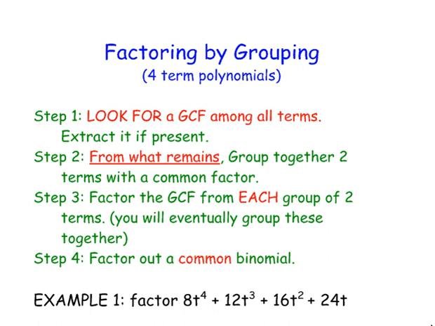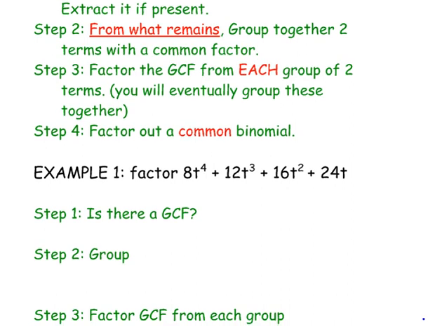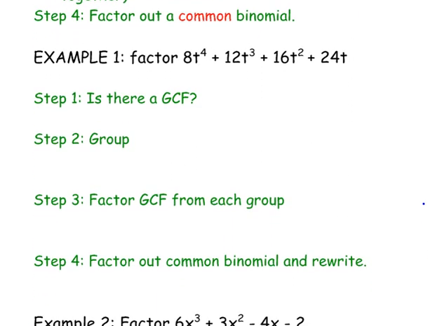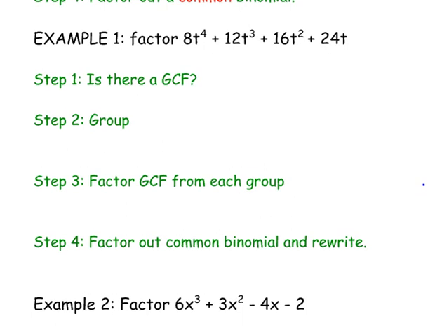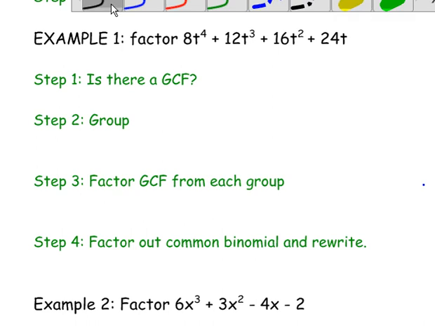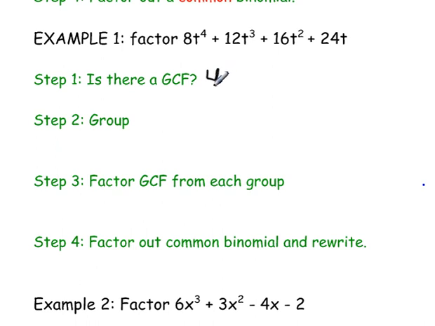Example 1, factor 8t to the fourth plus 12t cubed plus 16t squared plus 24t. Step 1, ask yourself, is there a greatest common factor? Numerically, between an 8, a 12, a 16, and a 24, what number do they all have in common? They all have a 2 and a 4, but 4 is the greatest. They all have a t in common, and the smallest t term is t to the first, so I can factor that out.